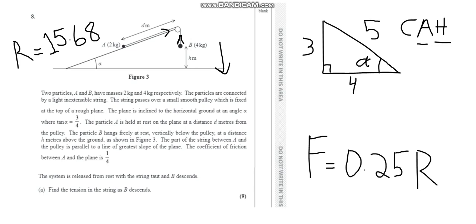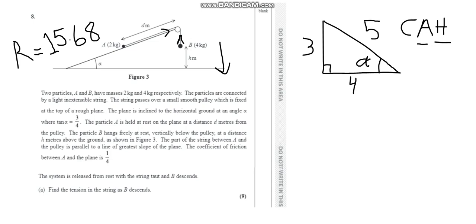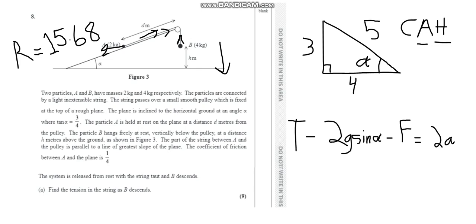Always remember that the friction acts against the tension. When particle A moves in this direction towards the pulley, something pulls it in the opposite direction, which can be friction and the component of the weight down the slope, with sin alpha. So we can use the formula force equals ma. T minus 2g sin alpha minus F equals 2a.